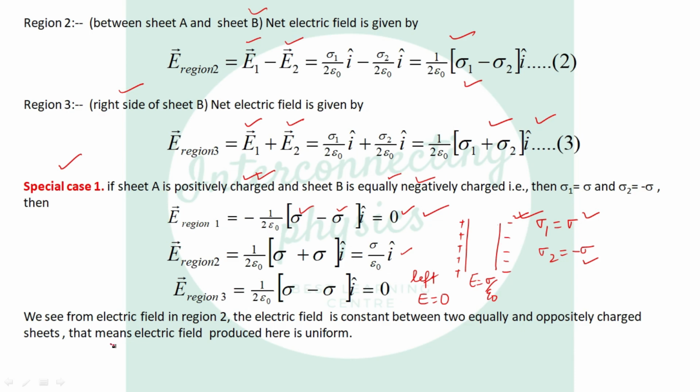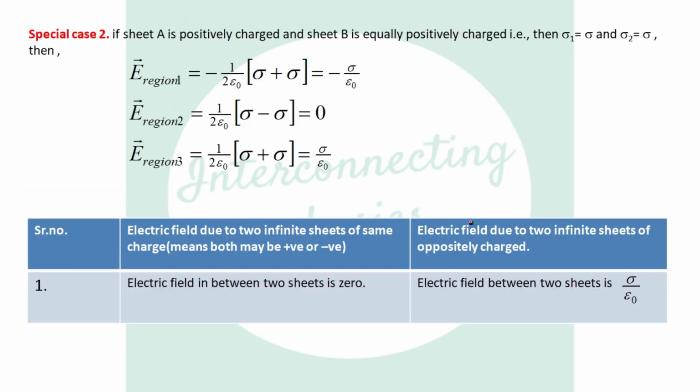Here the electric field produced is uniform because it does not depend upon the distance. It is uniform, which is sigma over epsilon naught, and it only exists in between the sheets, inside the sheets. Now the next point is, if both sheets are positively charged or both sheets are negatively charged equally. If both are equally positive, sigma 1 will be sigma, sigma 2 will be sigma. Then you see in region 1 and region 3 there exists a value of electric field, but inside the sheets the electric field is 0 if both are positive.